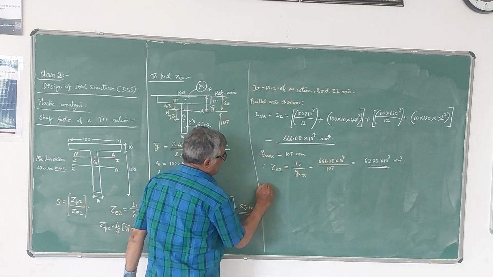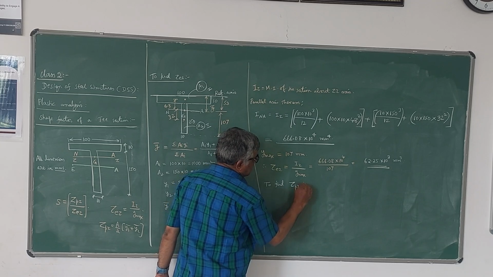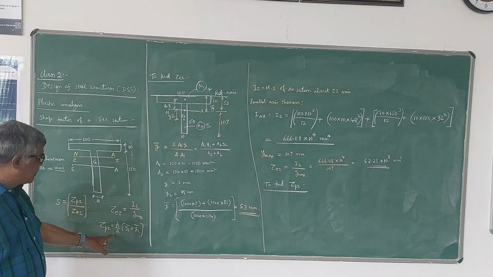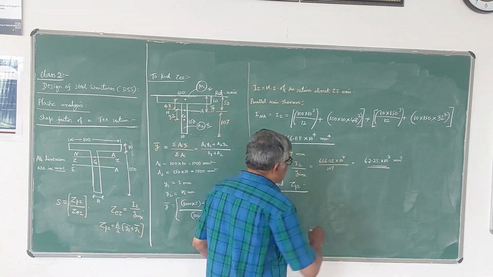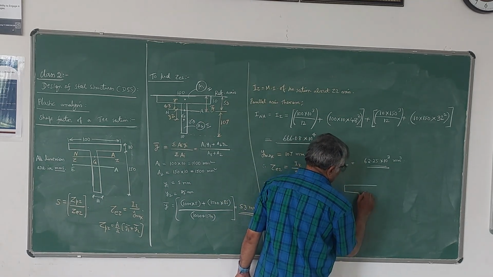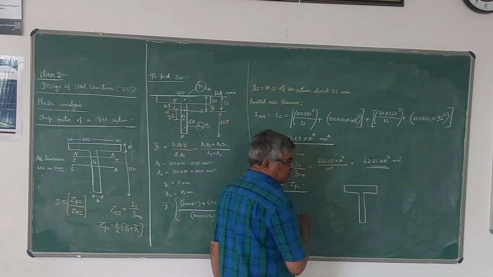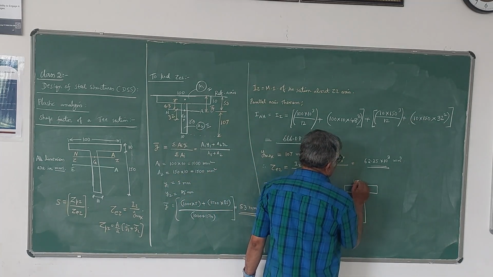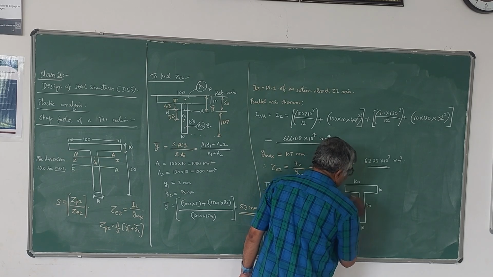Now we need to find the plastic section modulus. Second stage, the plastic section modulus ZP is given by the formula A by 2 into y1 bar plus y2 bar. The concept here is that we have to get the equal area axis. Here the centroidal axis is different from the equal area axis, because the section is not symmetrical about both axes. It is symmetrical only about the vertical axis, not about the horizontal axis. These are the dimensions in millimeters.